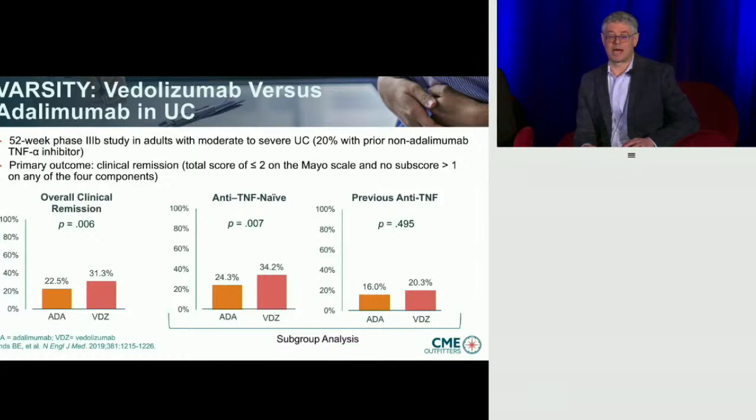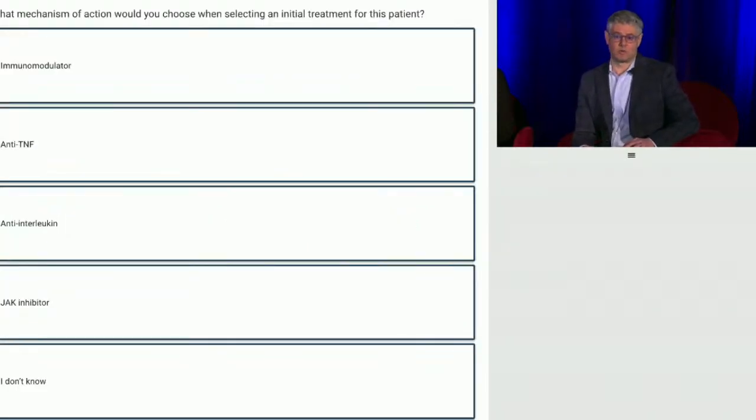But importantly, and this comes back to our prior conversation about prior exposure to anti-TNF therapy, that difference between adalimumab and vedolizumab, that superiority, so to speak, of vedolizumab, really was apparent in the patients who were anti-TNF naive. In those with prior anti-TNF exposure, that difference really went away. And so, again, how can we or should we be thinking about that kind of positioning in patients with prior anti-TNF exposure?